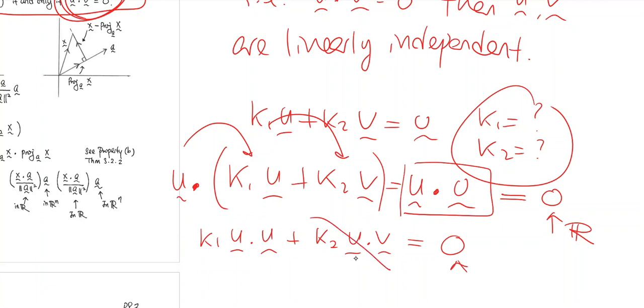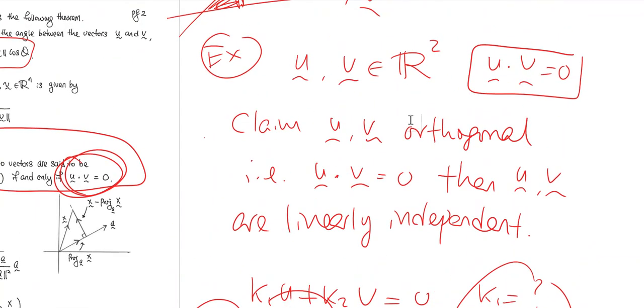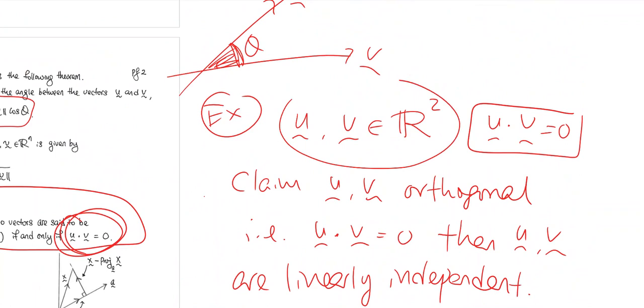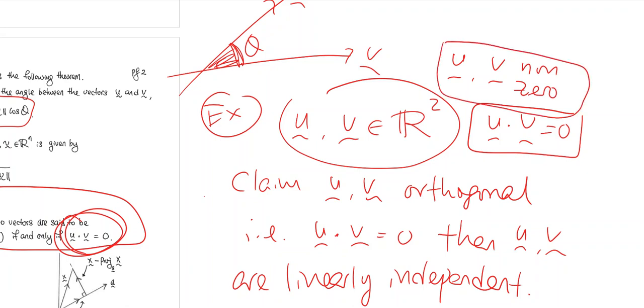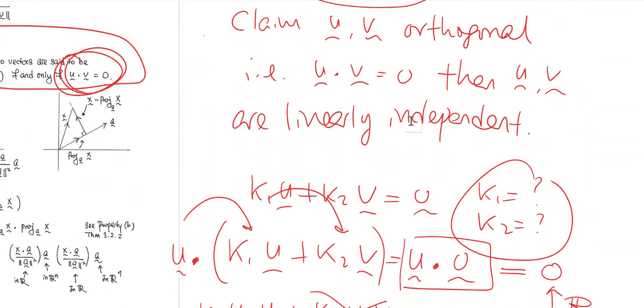So u dot v is 0 by definition of u and v being orthogonal. And I forgot to mention, these u and v here are non-zero vectors. Because if you have zero vectors, they are definitely not independent, that's for sure. If you have a zero vector, the system is never going to be linearly independent. So implicitly, u and v are non-zero vectors.